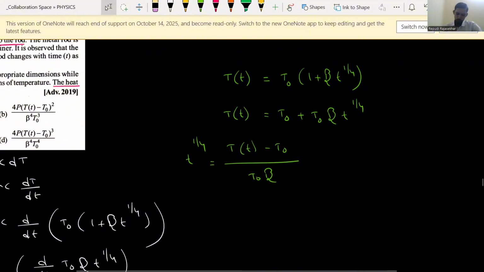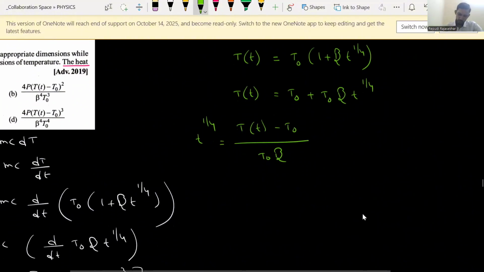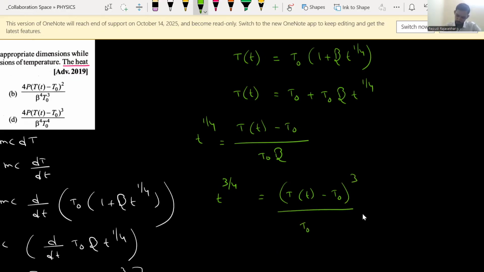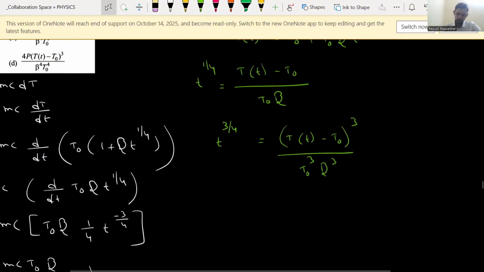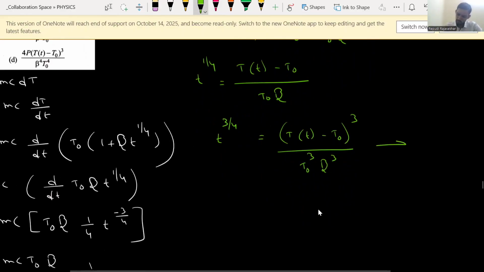Achha, t power 1 by 4 value is this much, so how do we write everything in terms of t power 3 by 4? Just arrange and multiply. Left side and right side, power 3. So t power 3 by 4 equals t of e minus t naught whole cube divided by t naught cube beta cube. Left side and right side, just cube it. So this is the equation we got for t power 3 by 4. Let us take this as equation number 2.